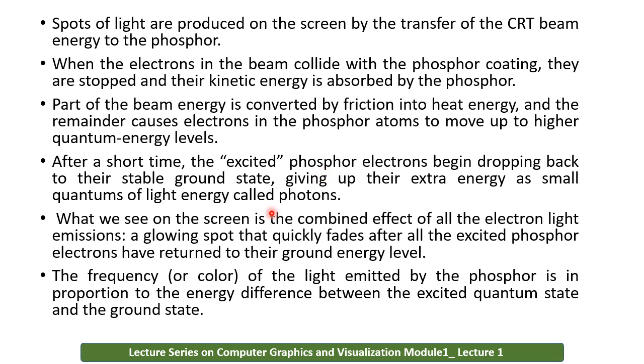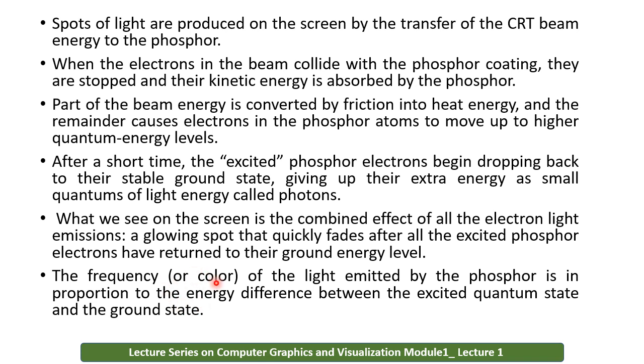After a short time, the excited phosphor electrons begin dropping back to their stable ground state, and they give up their extra energy as small quantums of light energy called photons. What we see on the screen is the combined effect of the electron light emissions, which glows like a spot and quickly fades after the excited phosphor electrons return to their ground energy level. And whatever the frequency is, that is normally depicted by the color of the light emitted by the phosphor.